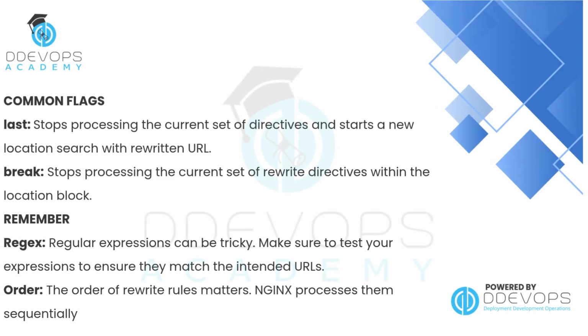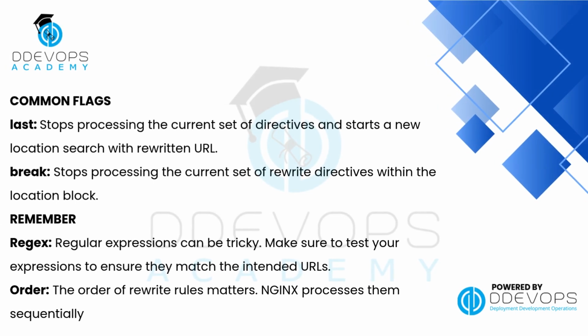Common flags. Last: stops processing the current set of directives and starts a new location search with the rewritten URL. Break: stops processing the current set of rewrite directives within the location block. Remember, regular expressions can be tricky. Make sure to test your expressions to ensure they match the intended URLs. Order: the order of rewrite rules matters. Nginx processes them sequentially.